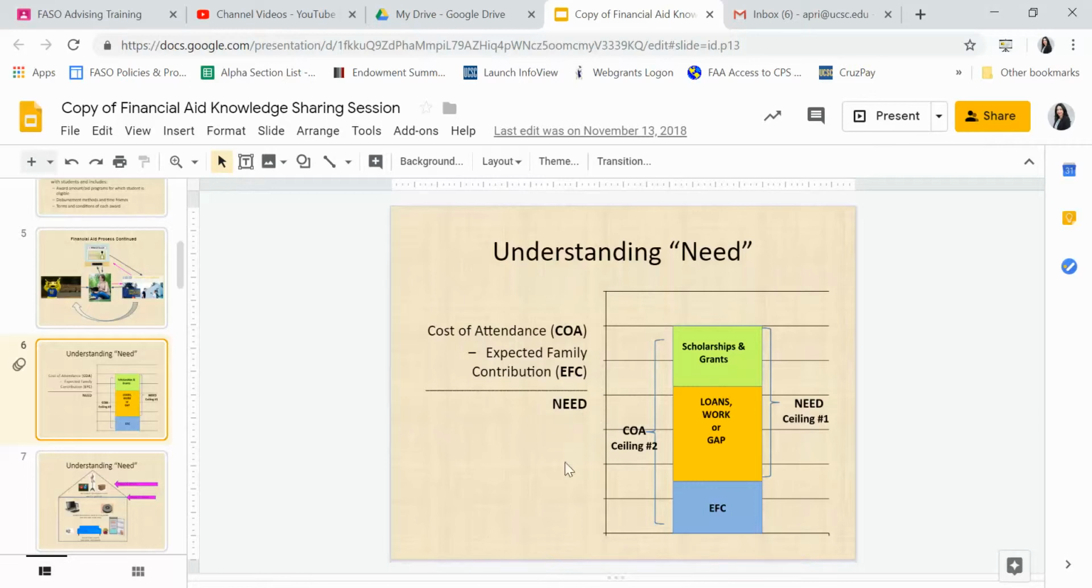So what are a couple of versions of non-need-based aid? Well, that would be your unsubsidized direct student loan, as well as your federal parent loan. And that typically is what's used to help fill that gap, okay?